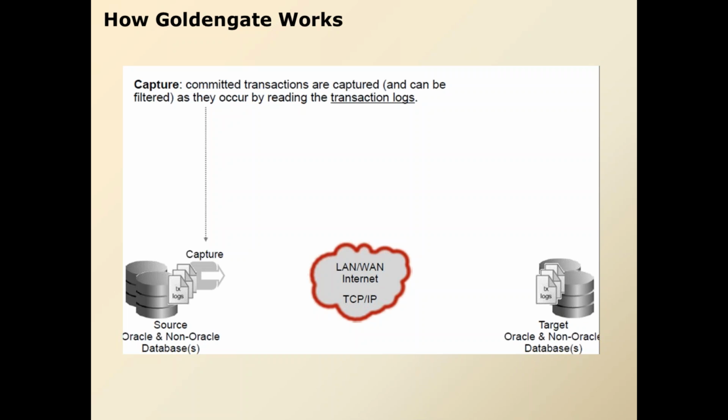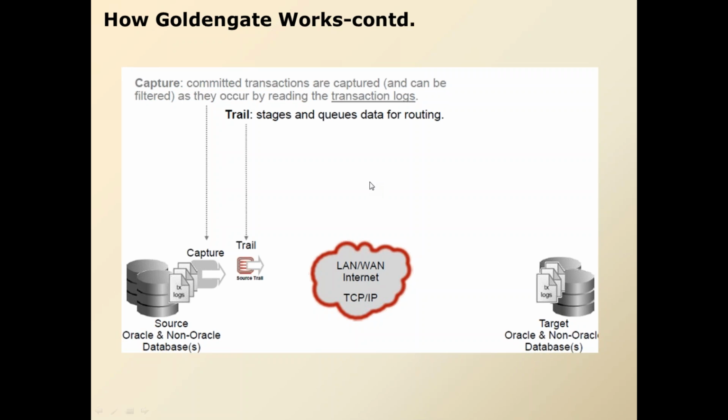Now redo logs contain committed transactions as well as uncommitted transactions. The capture process is going to scan your transaction logs in sequential manner and will capture only committed transactions. Once it captures your committed transactions, it writes them to the trail file on the local system, which is known as local trail.